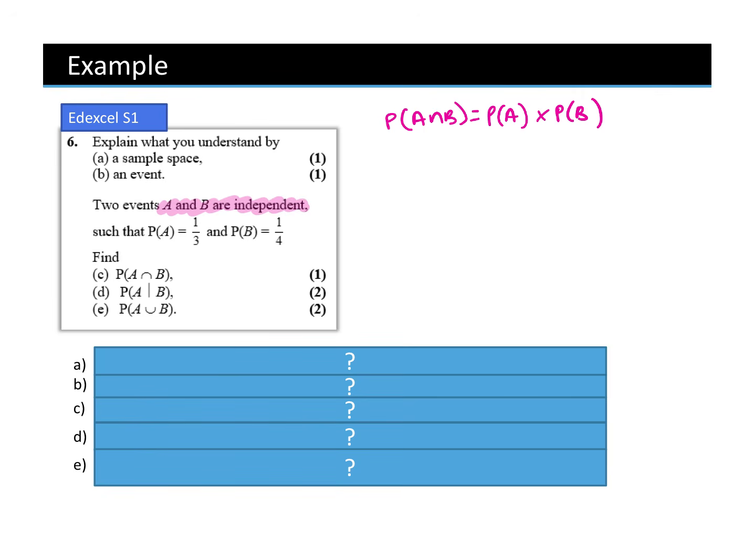It's the set of all outcomes. So it's a set of one or more outcomes and is a subset of the sample space.